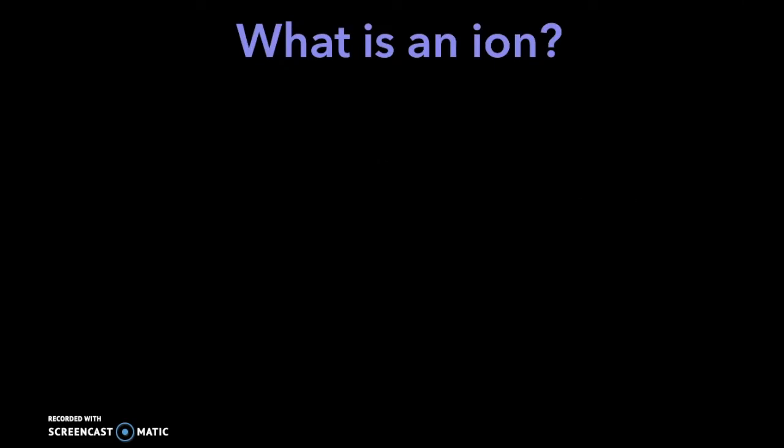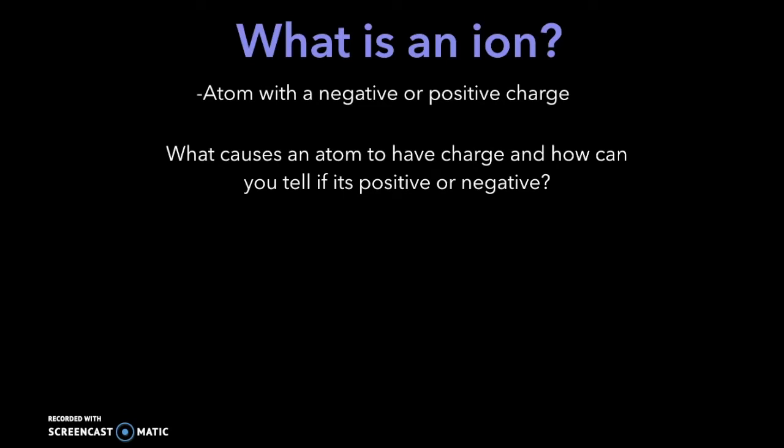So the first thing we want to talk about is what is an ion? An ion is any atom that either has a negative or positive charge. So that means that the number of protons and electrons are uneven. So what causes an atom to have this charge? And how can you tell if it has a positive charge or a negative charge?